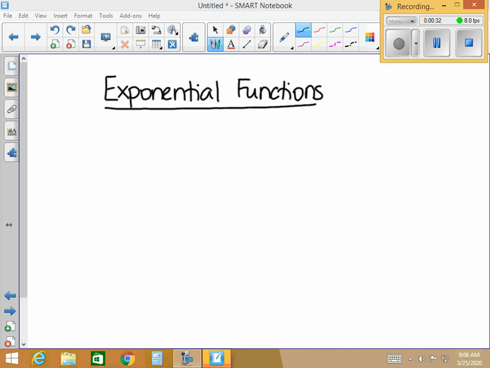So to cut to the chase, an exponential function is different from anything we've worked with so far, because instead of the x being on the ground to a fixed exponent, like y equals x squared or y equals x cubed, where the base changes but we're always squaring or cubing something, in an exponential function the exponent is the variable. That is what changes. The base on the ground stays the same, and it's the exponent that's changing.